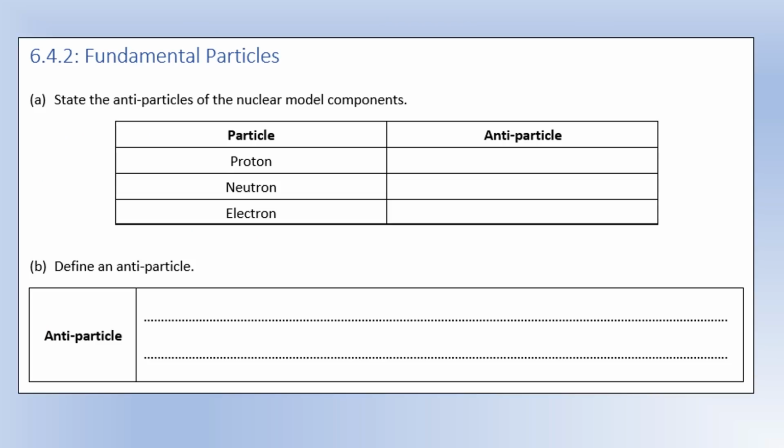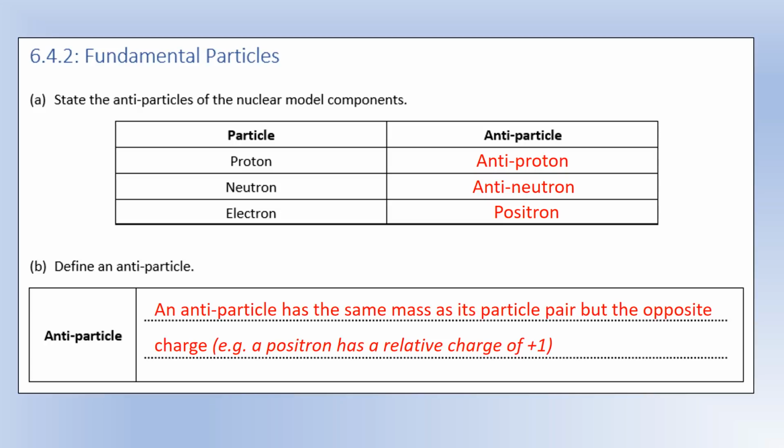Okay, so first off, the class of particles we're going to talk about are antiparticles. If we take the particles that make up atoms, they each have their own antiparticle. Most of the time their naming is very straightforward. It's an antiproton, antineutron, but for an electron it is a positron. That's its antiparticle. And what we mean by an antiparticle is it has the same mass as its particle pair.